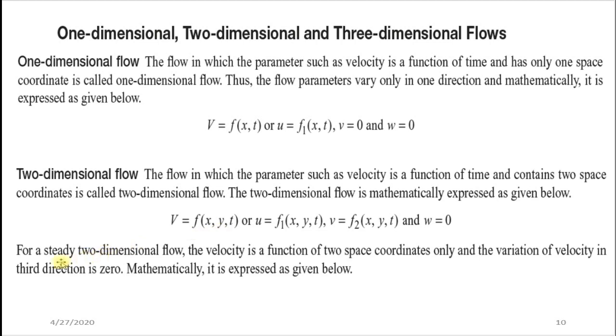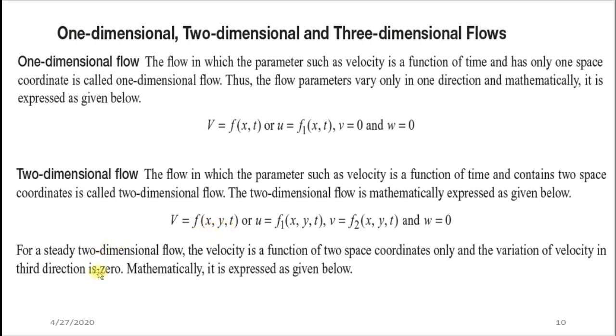For a steady two-dimensional flow, the velocity is a function of two space coordinates only, and the variation of velocity in the third direction is 0. Here you can observe the v and w values are 0. v is the velocity in y direction, w is the velocity in z direction. Similarly here the velocity in z direction is 0 because it is a two-dimensional flow. We considered x and y.